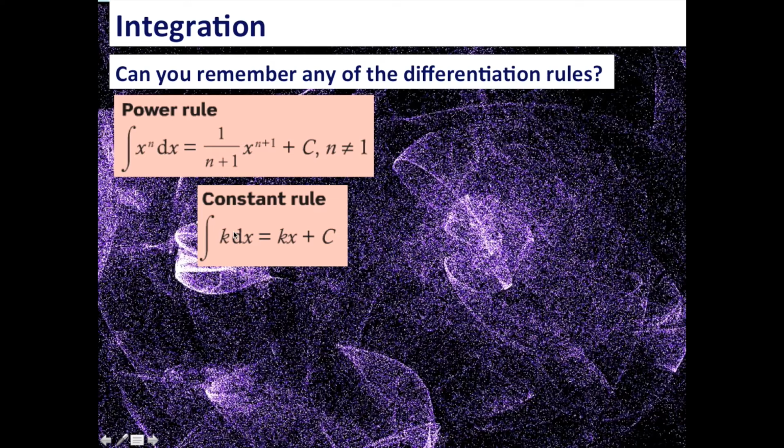The constant rule. As with differential calculus, we also have a constant rule for integration. It says this: if I integrate a constant value k with respect to x, that means what will I end up with such that when I differentiate it, I get k. All I do is multiply k by x and add the c. And again, we can check: if I find the derivative, this is just going to give me k.